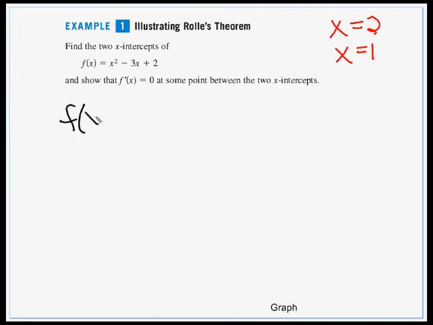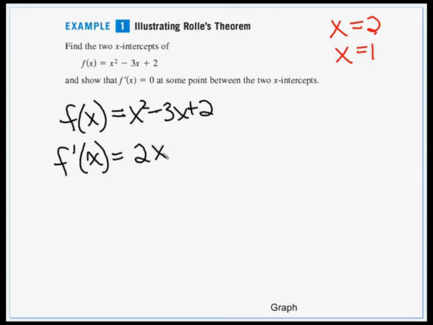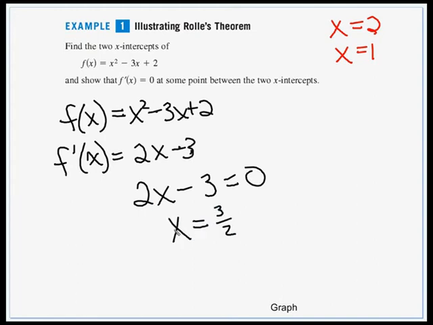So we are going to take our original function, and we're going to take its derivative, f prime of x. So we have 2x minus 3. Now we set the derivative equal to 0. 2x minus 3 equals 0. So we add 3 to both sides and divide by 2. x equals 3 halves. So at x equals 3 halves, we do have a horizontal tangent line, or a derivative equal to 0, and that point does fall in between 1 and 2.